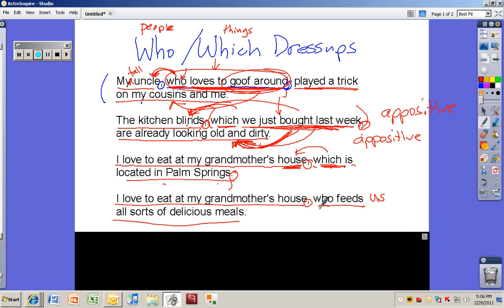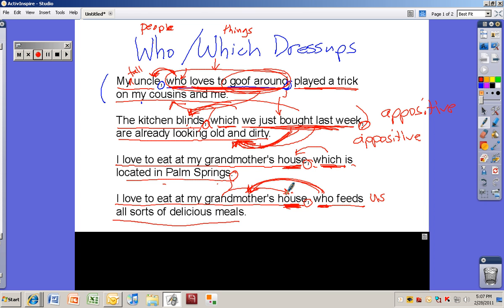Well, who is referring back to my grandmother, but I'm not talking about my grandmother in this sentence. I'm talking about eating at my grandmother's house. And so I cannot jump over this last thing that I'm talking about, which is the house, to refer back to my grandmother. And besides that, my grandmother is not even in this sentence. My grandmother's house is in the sentence. Grandmother is just describing the house.